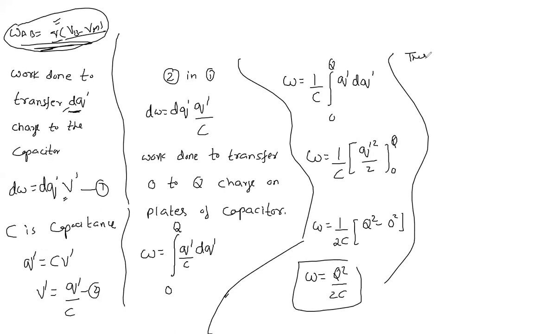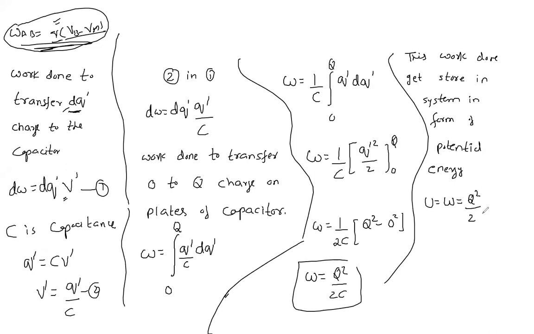This work done gets stored in the system in the form of potential energy. So you can write your potential energy as equal to work done, which is Q square over 2C. This is how we calculate potential energies.